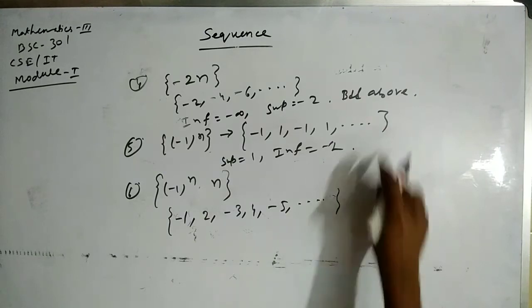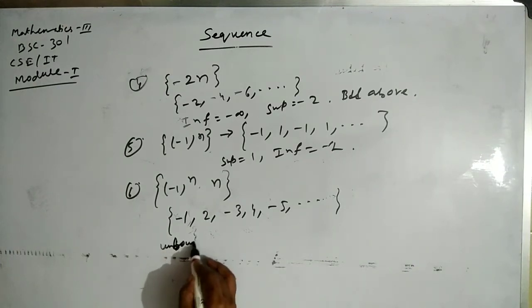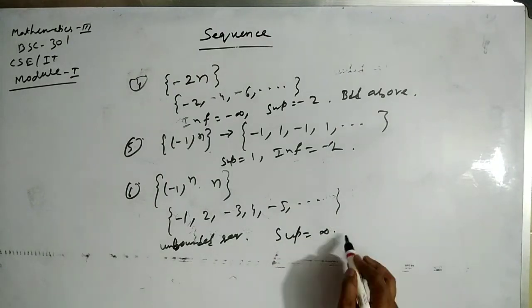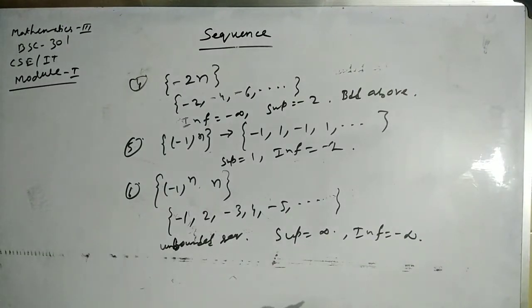Okay, so see, this sequence, for the negative integers it is going like minus 1, minus 3, minus 5, minus 7, like this, and on the positive side, on the real number, 2, 4, 6, 8, 10, like this. Okay, so this sequence is not bounded because there is no upper bound and no lower bound. Unbounded sequence, because supremum is plus infinity and infimum is minus infinity. So this sequence is an unbounded sequence.